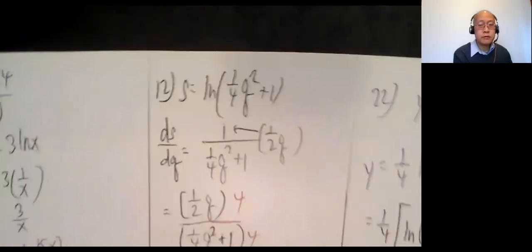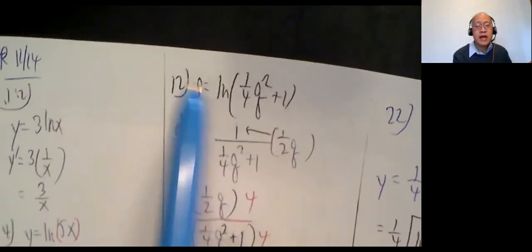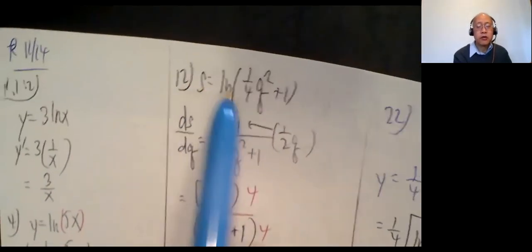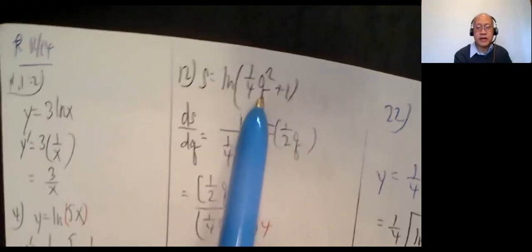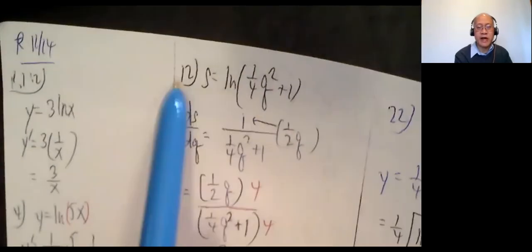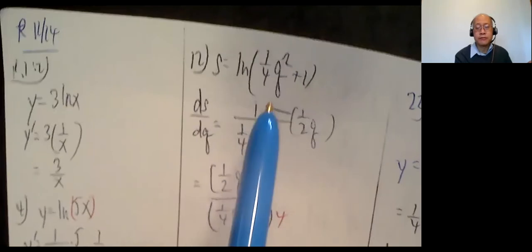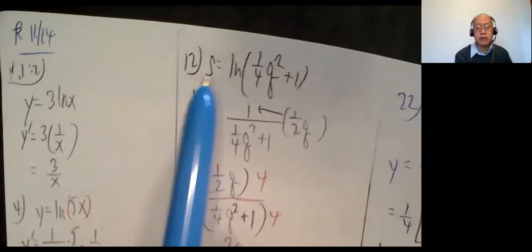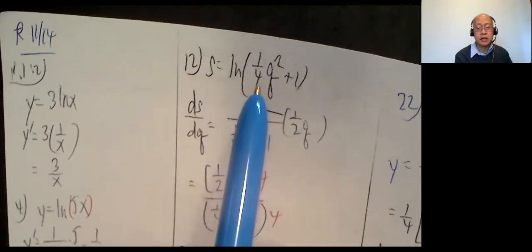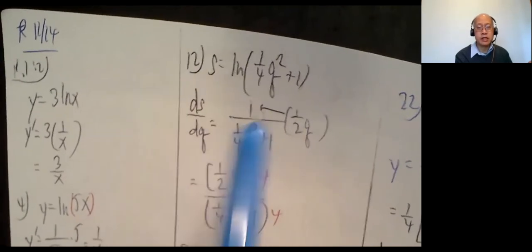All right, number 12. s equals ln of 1/4 q squared plus 1. Now, don't get thrown off by the letters. It doesn't matter if you have x, y, or s and q. They're just letters. So I can still take the derivative, which I can write this time as ds dq, which tells me my variables are s and q. Rate of change of s with respect to q.